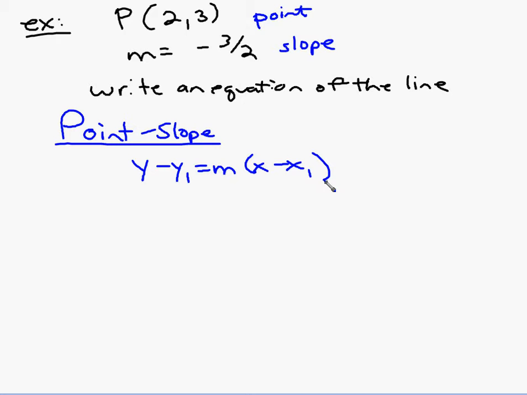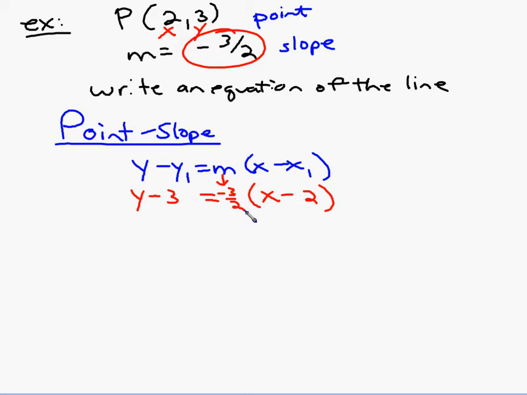So my point is (2, 3). I'm going to put 2 in for my x1. Excuse me for my mistake there. It's going to be x minus 2. I'm going to put my 3 in for y1, so that will be y minus 3. And then my slope of -3/2 will go right here. Technically, I have an equation of the line.